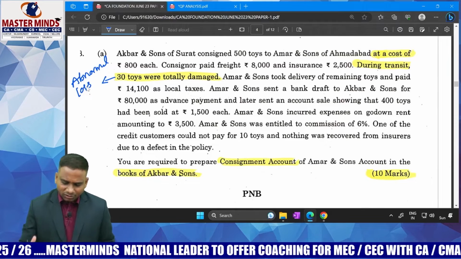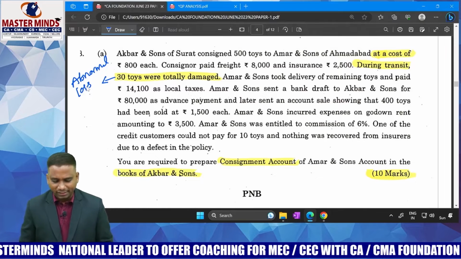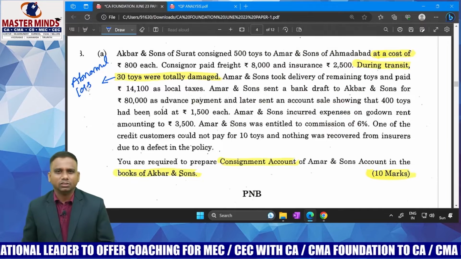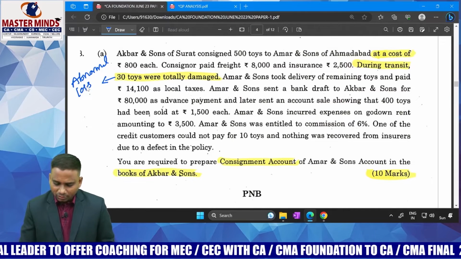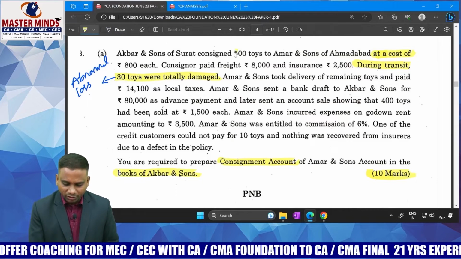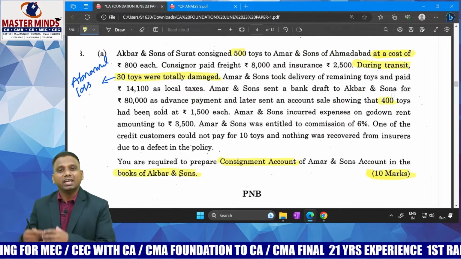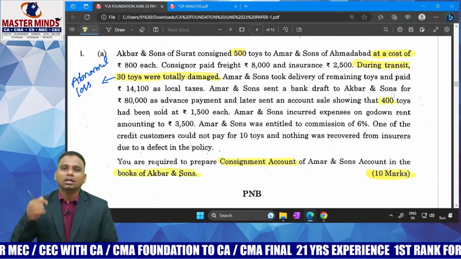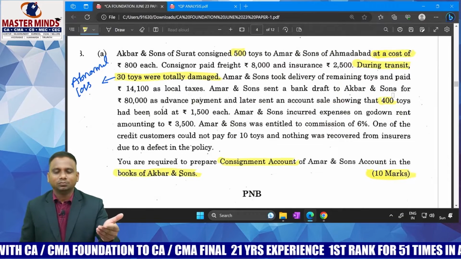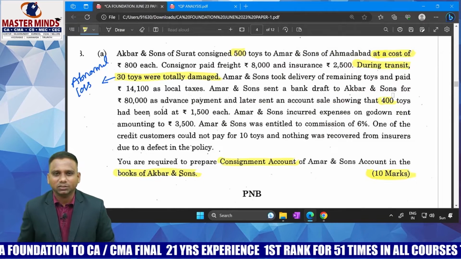Next, Amar and Sons took delivery of the remaining toys and paid 14,100 as local taxes. Amar and Sons sent a bank draft to Akbar and Sons for 80,000. So, here we have an advance amount. The sale shows 400 toys. Actually, we have sent 500 toys. The consignee sold 400 toys, which means we have some unsold stock. So, consignment inventory calculation. How many working notes here? One, abnormal loss calculation. Two, consignment inventory calculation. Yes or no?